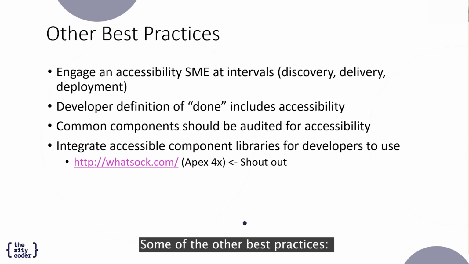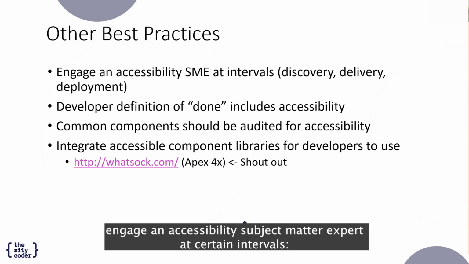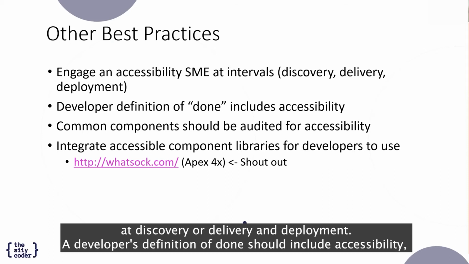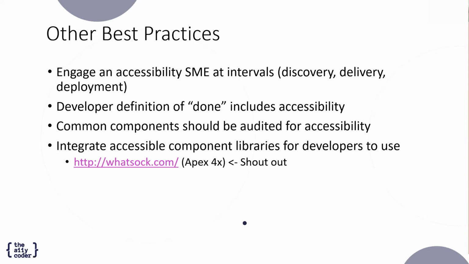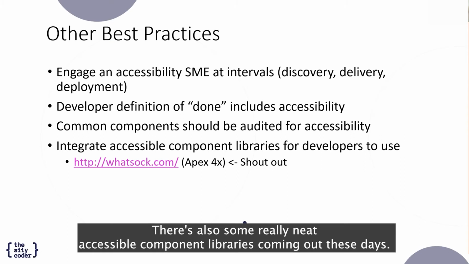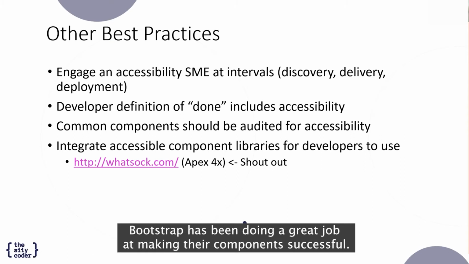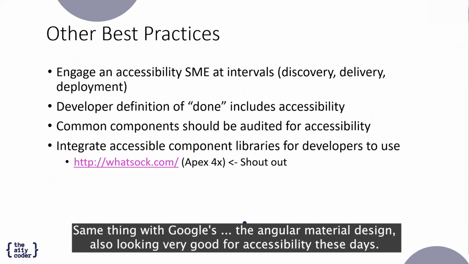Some of the other best practices: engage an accessibility subject matter expert at certain intervals, at discovery or delivery and deployment. Developers' definition of done should include accessibility, and common components should be audited, like previously mentioned. There's also some really neat accessible component libraries coming out these days. Bootstrap has been doing a great job at making their components accessible. Same thing with Google's Angular Material design, also looking very good for accessibility these days.